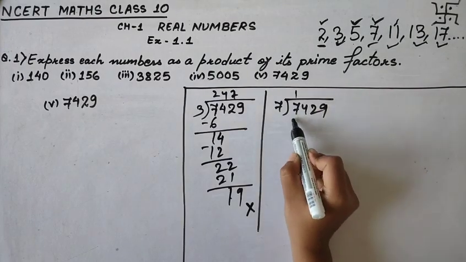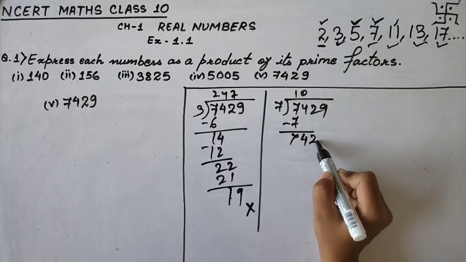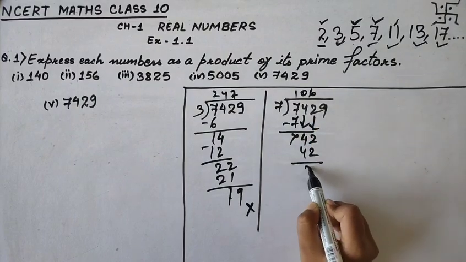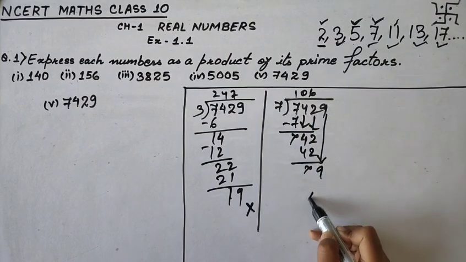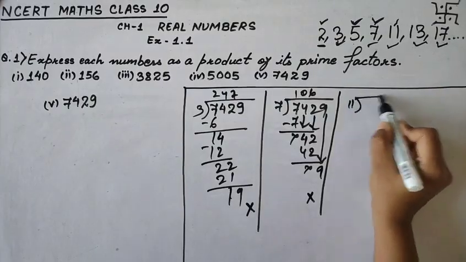Here 7 into 1 is 7, a very good start. 0. Okay, 42. Here comes 9, which is also not perfectly divisible. Let's move to the next number, that is 11.